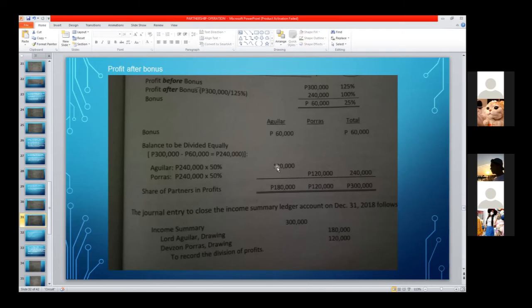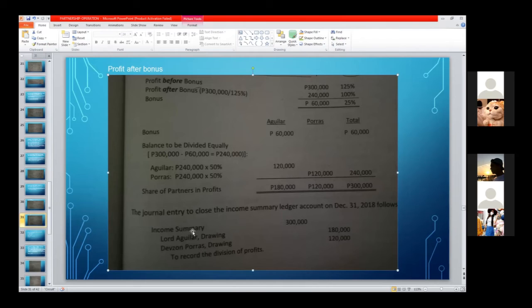Okay, so na-compute na natin yung 60,000. Kaninong bonus daw yun? Kay Aguilar, doon lang sa kanya. And then, i-less n'yo na doon sa profit para makuha yung residual na 240,000. Divide n'yo na equally. Lalabas na yung mga total niyan: 180,000 kay Aguilar, and then 120,000 kay Porras.